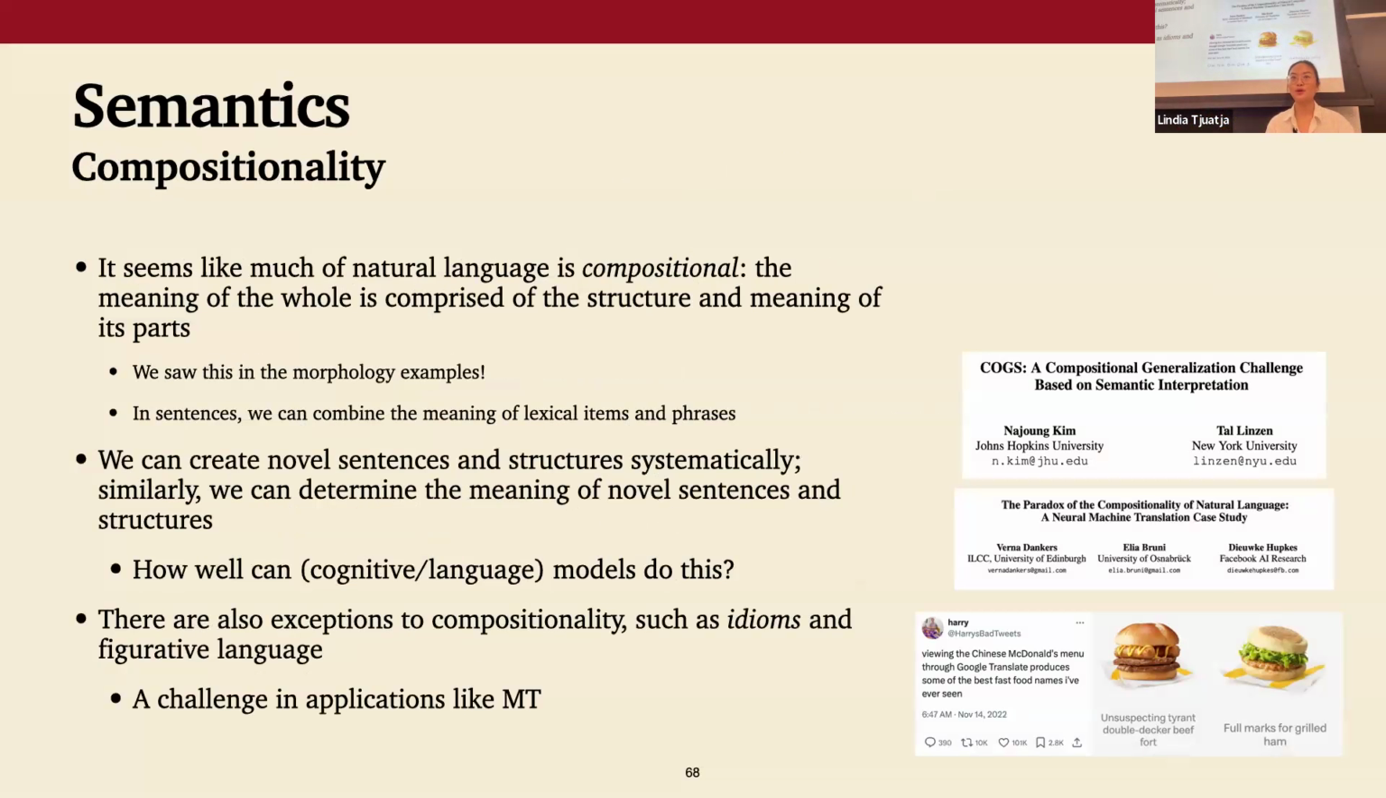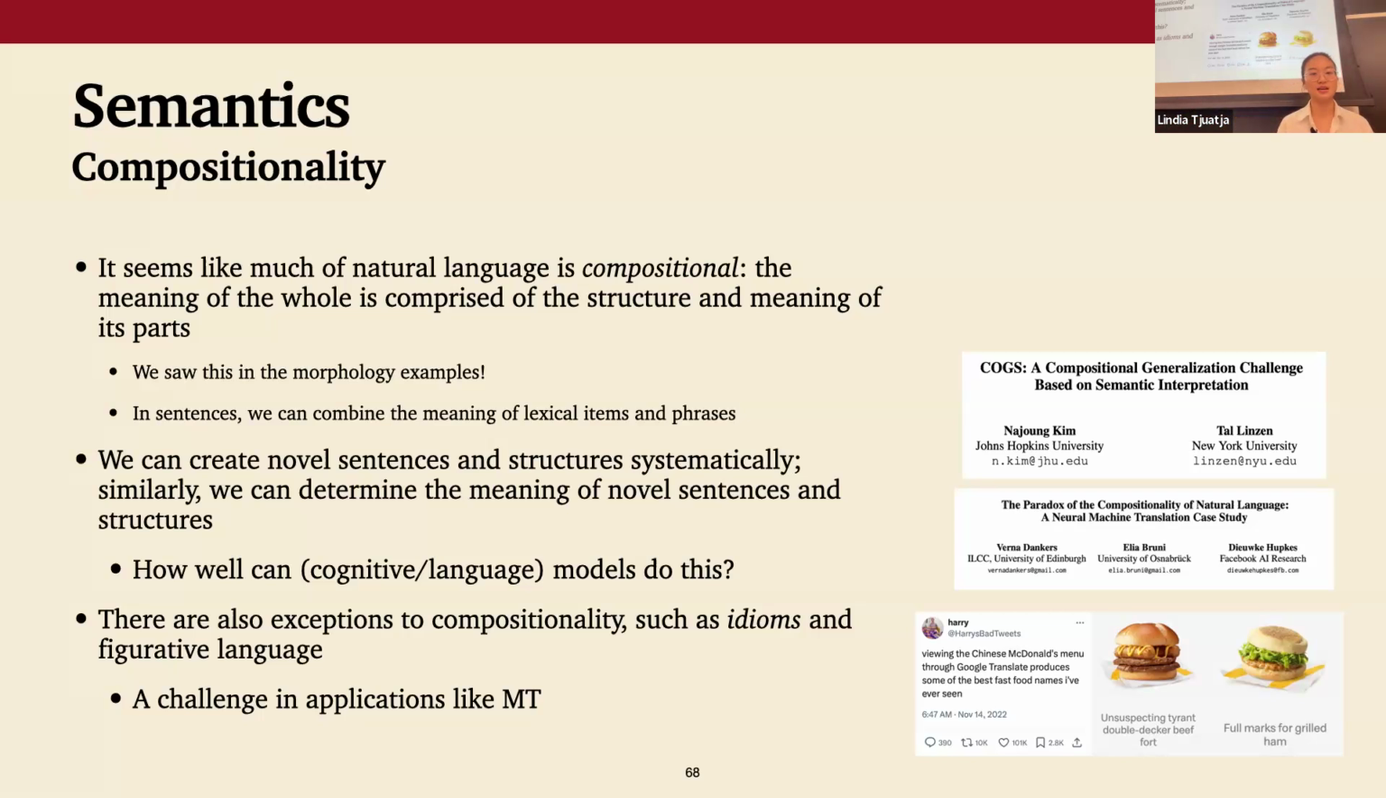Another very, very important concept in semantics, and in linguistics in general, is the idea of compositionality. From all the other slides that I've shown, especially with morphology and syntax, it seems that a lot of natural language works by taking smaller units and putting them together, and then we can see how, as a whole, we have a certain structure that conveys a certain meaning that is derived from the meaning of the individual parts. This was very clear in things like morphology, and a bit less clear, but still there, in syntax.